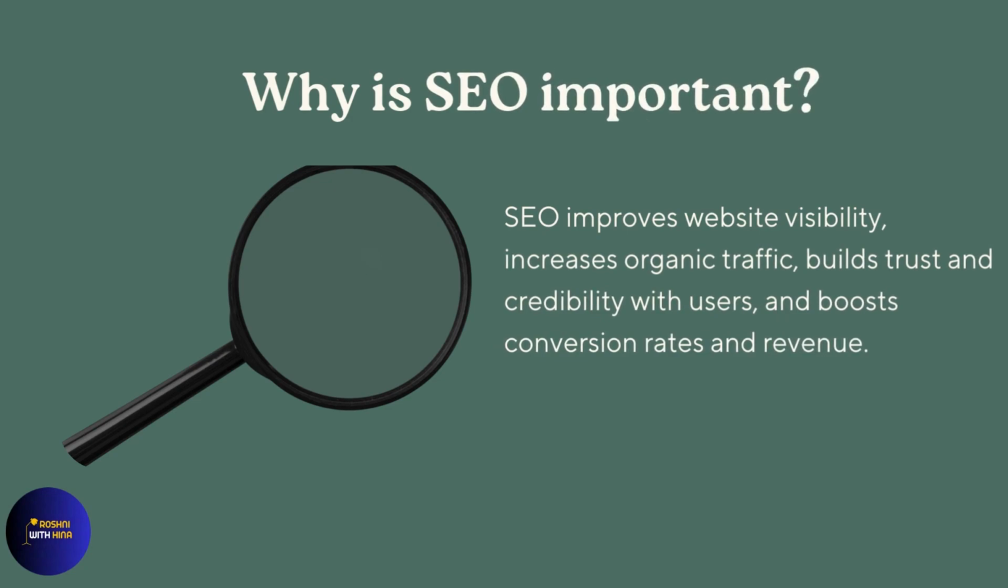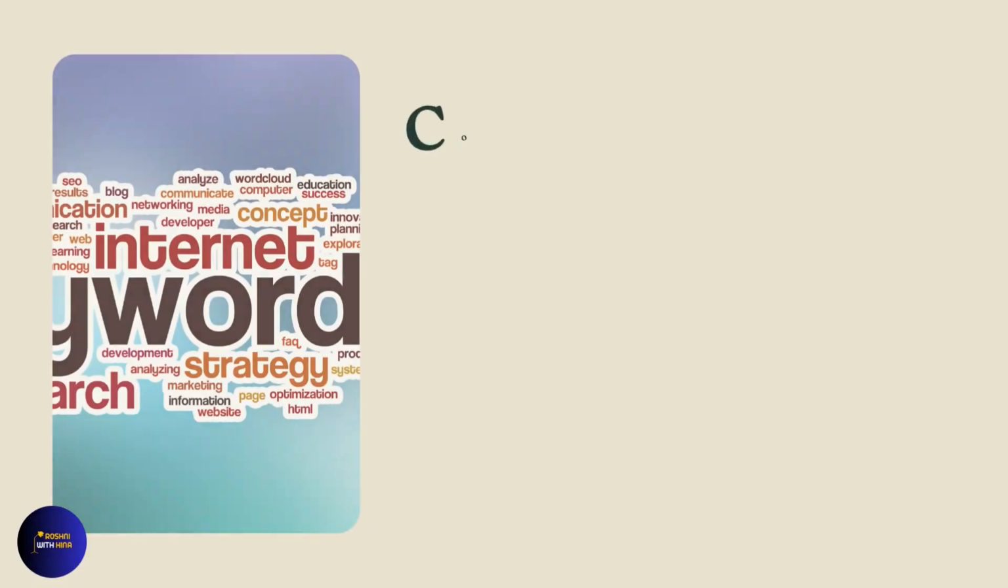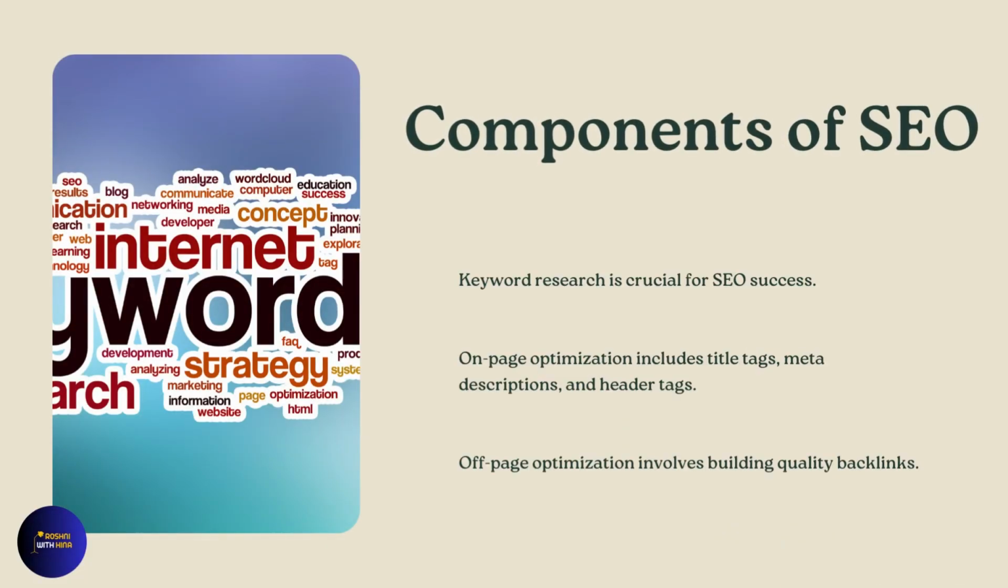Why is SEO important? SEO improves website visibility, increases organic traffic, builds trust and credibility with users, and boosts conversion rates and revenue. Components of SEO. Keyword research is crucial for SEO success. On-page optimization includes title tags, meta descriptions, and header tags. Off-page optimization involves building quality backlinks.